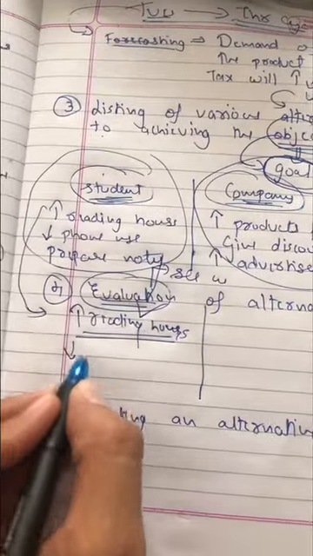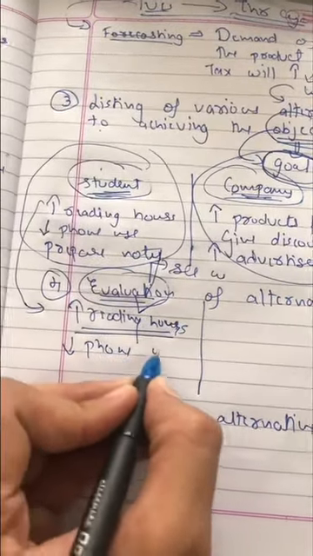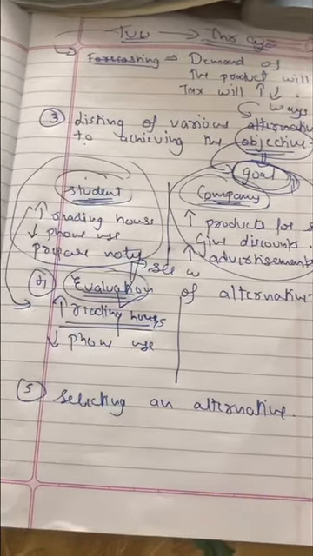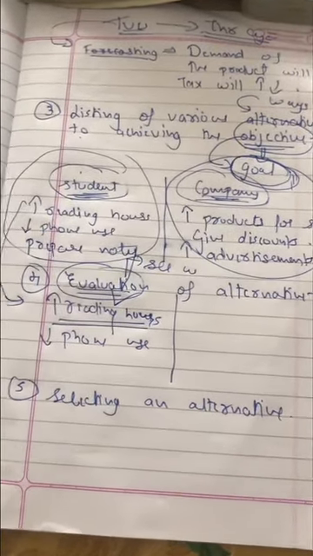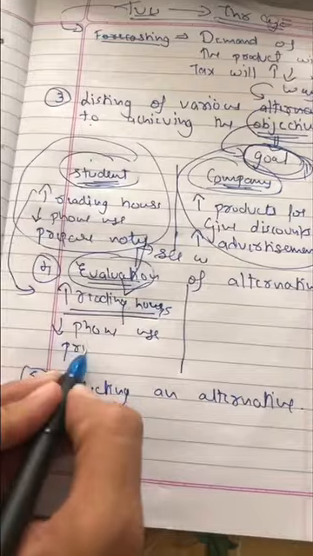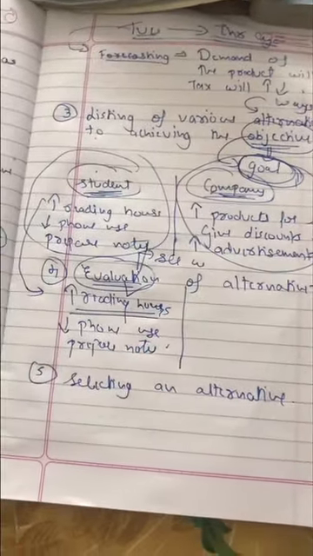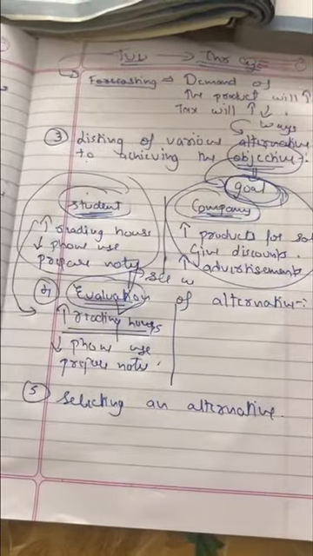Second one is decreasing phone use. Can you decrease the use of phone? Sometimes it is possible, sometimes it is not, right? Third one, prepare notes. It is possible for everyone, but some students are lazy, right? So is it possible? Yes or no?